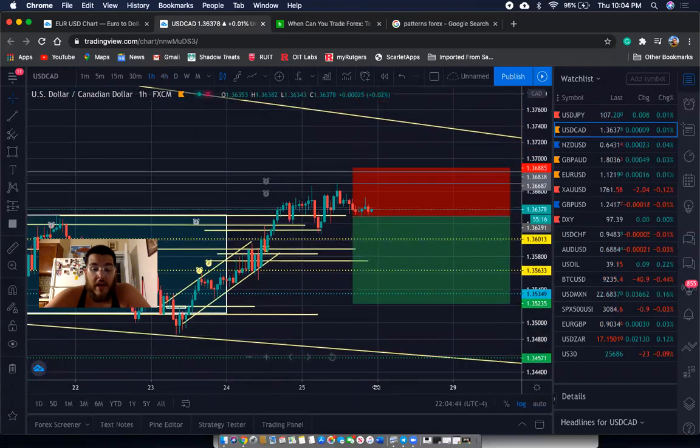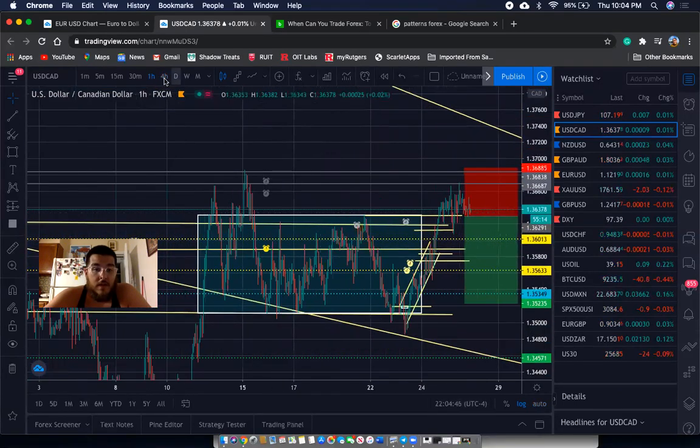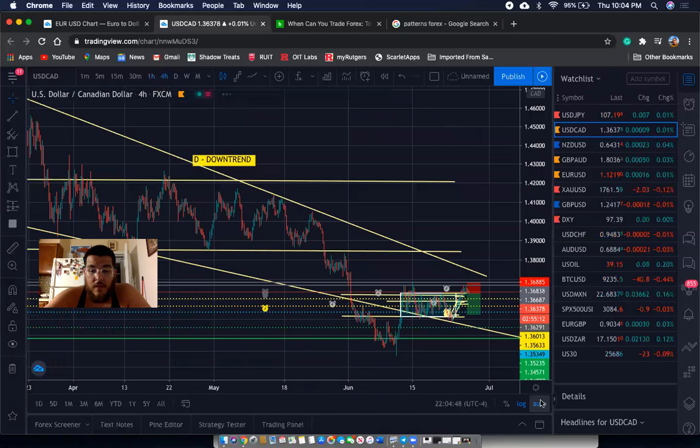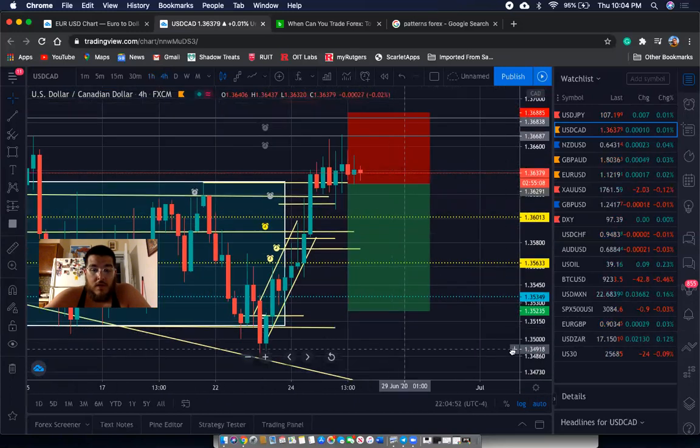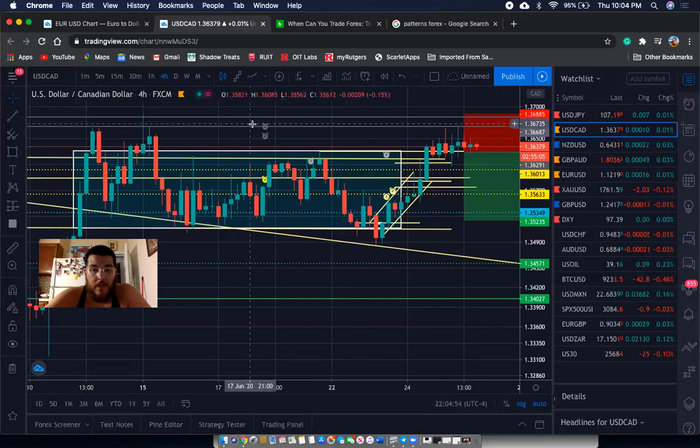And I'll tell you why I think UCAD is going to sell. We go to the 4-hour chart. So always look for price. So here's where you first see smart money, right? Look for one at the bottom as well.